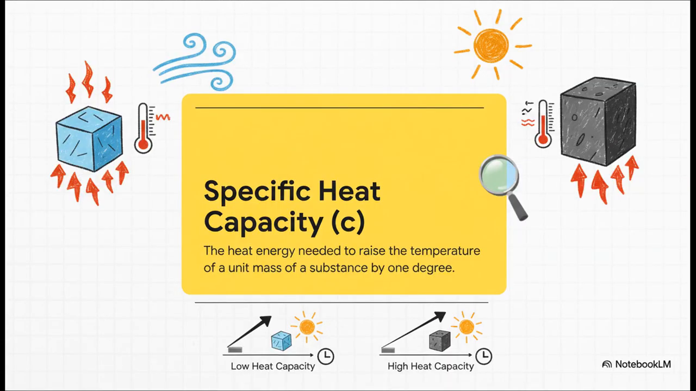Well, the answer lies in a property called specific heat capacity. The easiest way to think of it is as thermal inertia. It's basically how much a substance resists changing its temperature. Something with a low heat capacity, like metal, heats up and cools down really fast. But something with a high heat capacity, like water, takes a lot of energy to warm up.